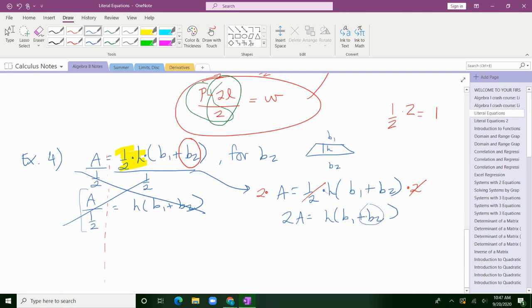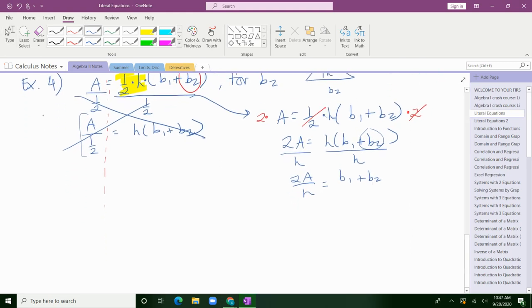So the variable I want now is still in parentheses, so let's get rid of this H. So now I have 2A over H equals base 1 plus base 2. And now I'm almost done. All I have to do is get rid of base 1, and since those two bases are added, I'm going to get rid of it with the inverse operation of subtraction. 2A over H minus B1. Do not put this denominator of H under B1 as well. It's completely separate. So B1 is not over H. That equals B2.